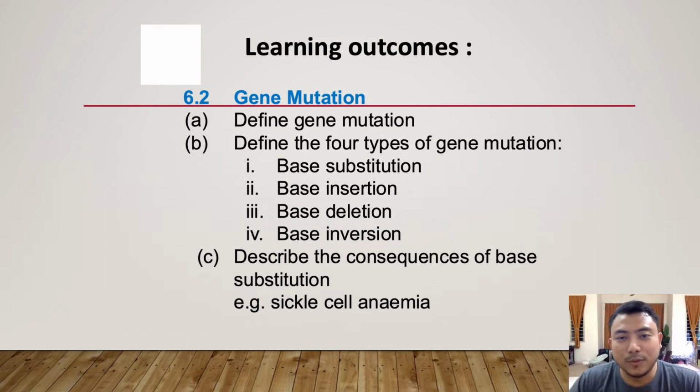Okay, so we are moving on to chapter 6.2. In this video, we're going to discuss gene mutation for 6.2. So first, we're going to define the gene mutation, define the 4 types of gene mutation, and describe the consequences of base substitution such as sickle cell anemia.